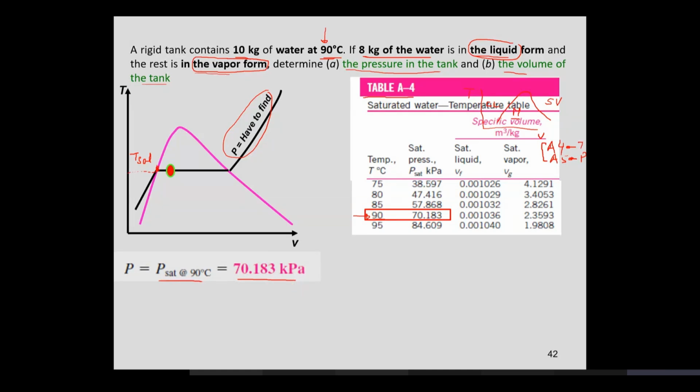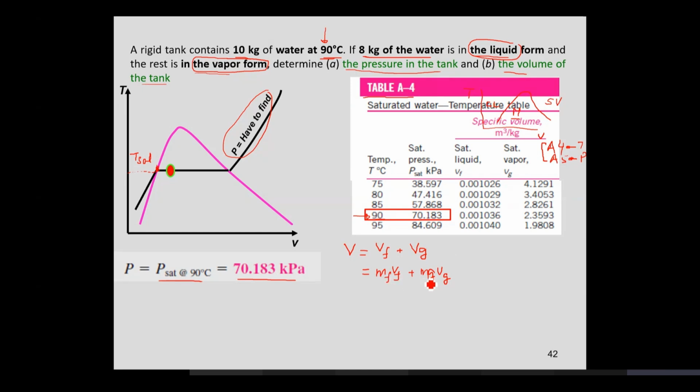The second thing is you have to find out the volume of the tank. Any idea how would you find out the volume in the tank? All right, there are two ways to do it. First one is that the total volume is equivalent to the volume of the liquid, Vf, plus the volume of the vapors, Vg. And the volume of liquid is nothing but mass of liquid multiplied by the specific volume of the liquid plus mass of gas multiplied by the specific volume of the gas or vapor.